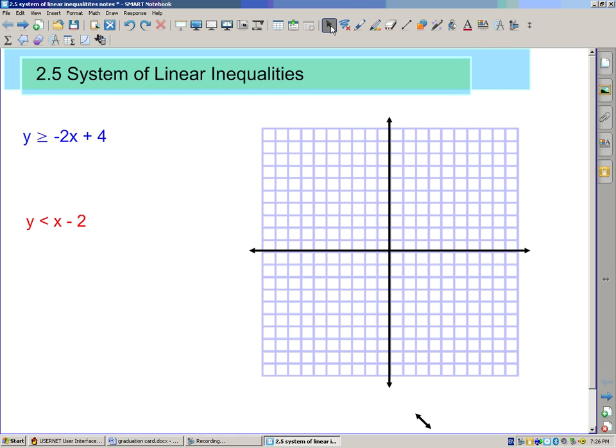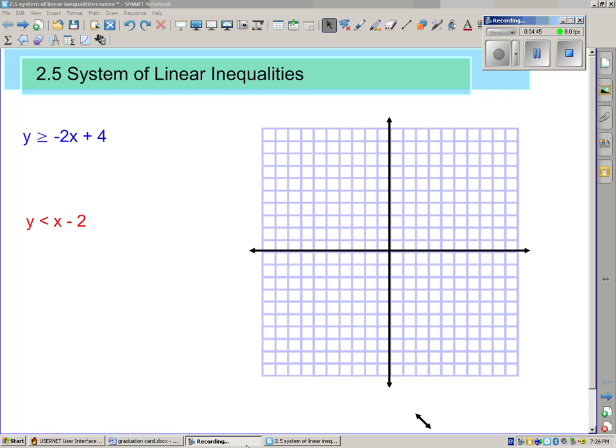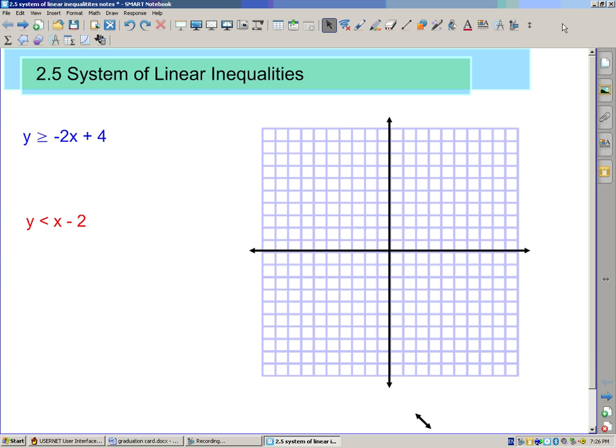I'm still thinking I'm recording. I am. We're good. Okay, so I have two lines here, and I'm going to try color coding them for you. So we have y is greater than or equal to -2x plus 4, and I have y is less than x minus 2. So we're going to graph these on the same grid paper. And I'm going to color code them. So I'm going to first of all draw the blue line, blue, so my y-intercept is 4. My slope is negative 2.